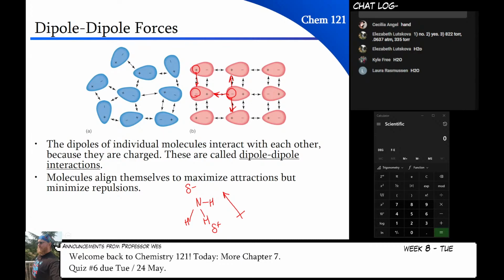So these interactions are called dipole-dipole interactions. Dipole-dipole interactions are permanent because dipoles don't go away. If something is polar, it will always have a dipole. So polar molecules have dipole-dipole interactions.